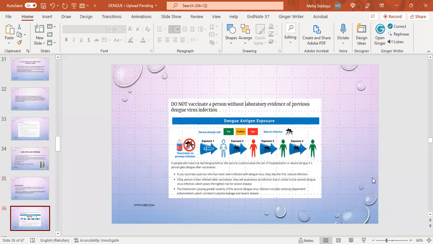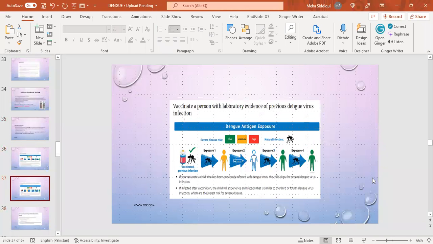In persons who have not had dengue before, the vaccine would increase the risk of hospitalization or severe dengue if a person gets dengue after vaccination. If you vaccinate a person who has never been infected with dengue virus, they skip the first natural infection. If the person is then infected after vaccination, they will experience an infection that is similar to the second dengue virus infection, which poses the highest risk of severe disease. And the mechanism causing greater severity of the second dengue virus infection includes antibody-dependent enhancement, which can lead to plasma leakage and severe disease.